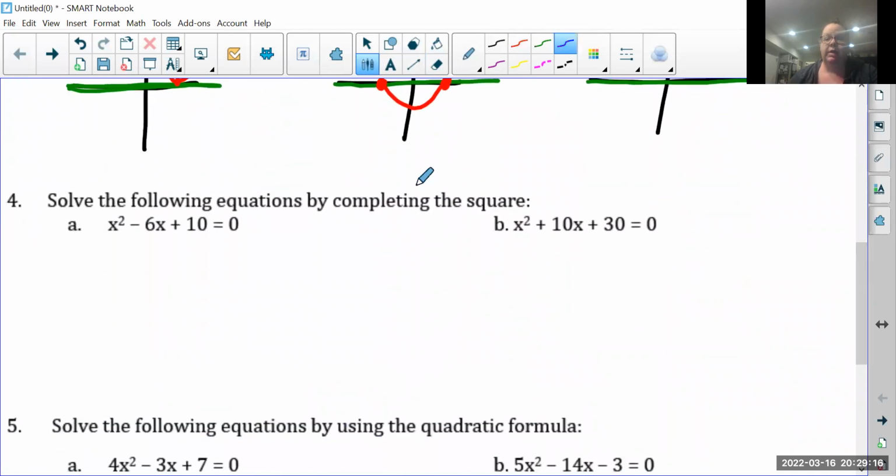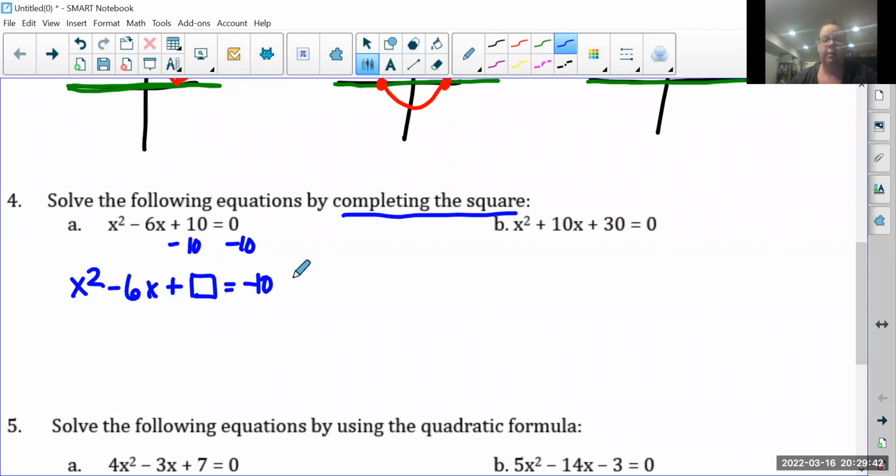All right, number 4, it says by completing the square. So you have to do it by completing the square, even if you really like the quadratic formula. Remember, the first step for completing the square is that we want to get the right C value in here, and in order to do that, we need to subtract 10. Now, some of you do it a different way, and that's fine, and you will get the same answer. But I'm only going to do it this way, so if you do it a different way, just make sure you get the same answer as me.